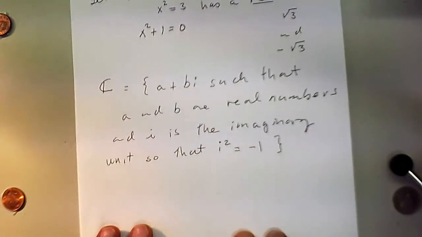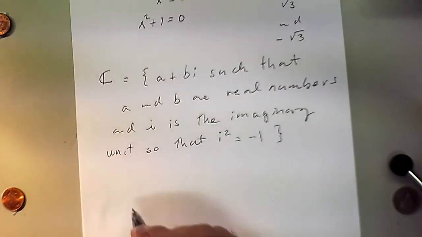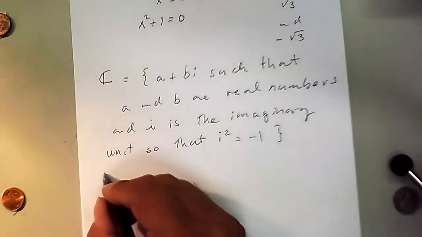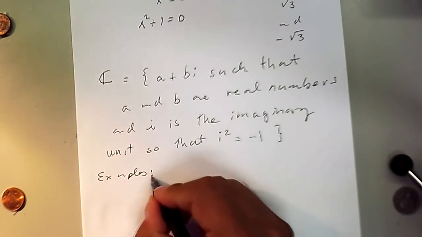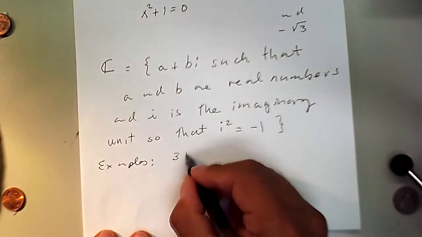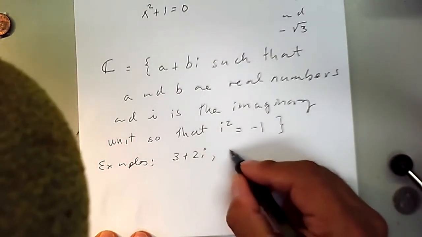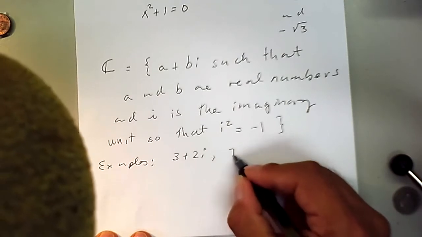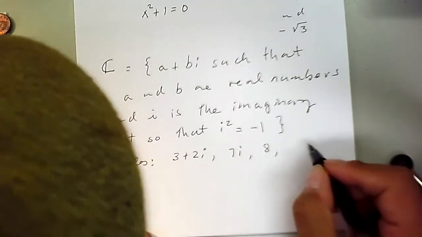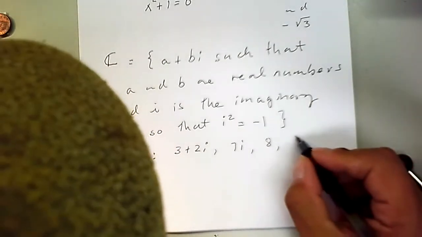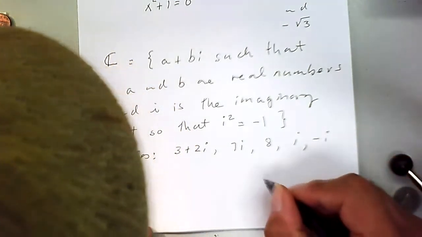This is a rather long description. So for instance, examples of complex numbers are 3 plus 2i, or 7i, or actually just 8 is a complex number, or i by itself, or -i, etc.